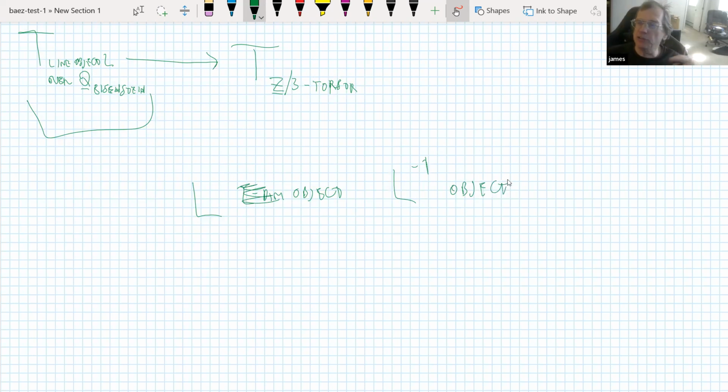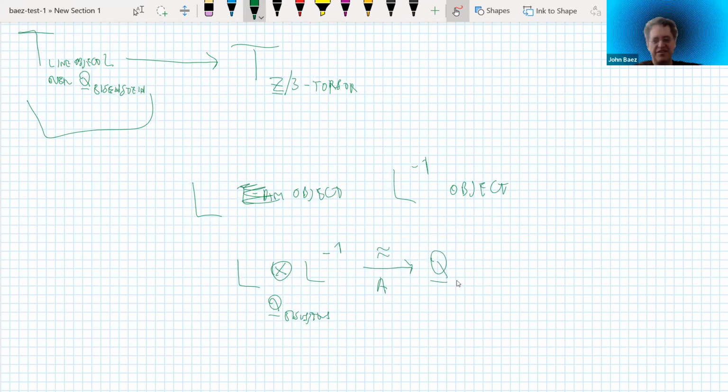And now I just want to say that they're inverse to each other in the Eisenstein way. So what do we mean by that? We want to say something like that L tensored with L inverse over the Eisenstein field should have an isomorphism, let's call it A or something like that, to the Eisenstein field.